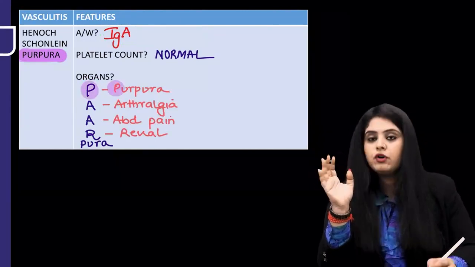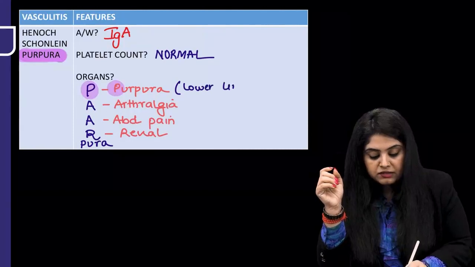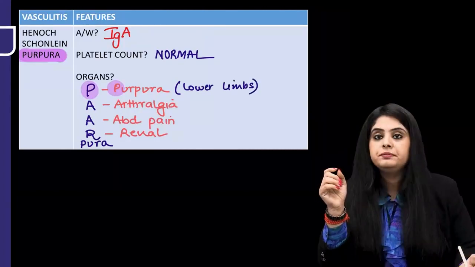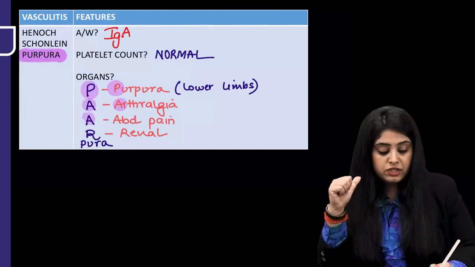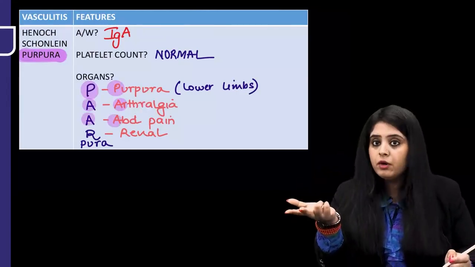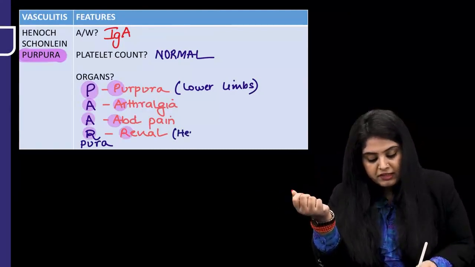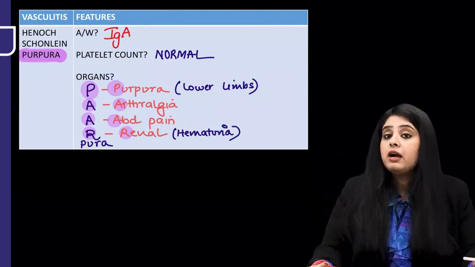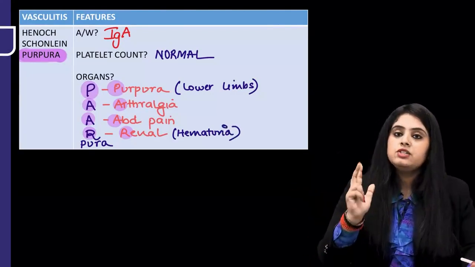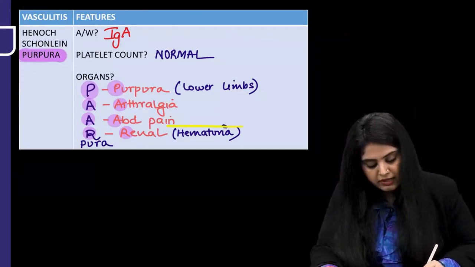Firstly, P of course for purpuric rash, and these are usually on the lower limbs. Below the buttocks, usually on the lower limbs it is noted. Okay, then there are joint pains, to matlab A for arthralgia, there is abdominal involvement, to abdominal pain, and R for renal involvement. Renal involvement basically means the patient is going to have hematuria. So what is Henoch-Schonlein purpura? Purpura, arthralgia, abdominal pain, renal involvement, of which please note that this renal involvement is the most common.